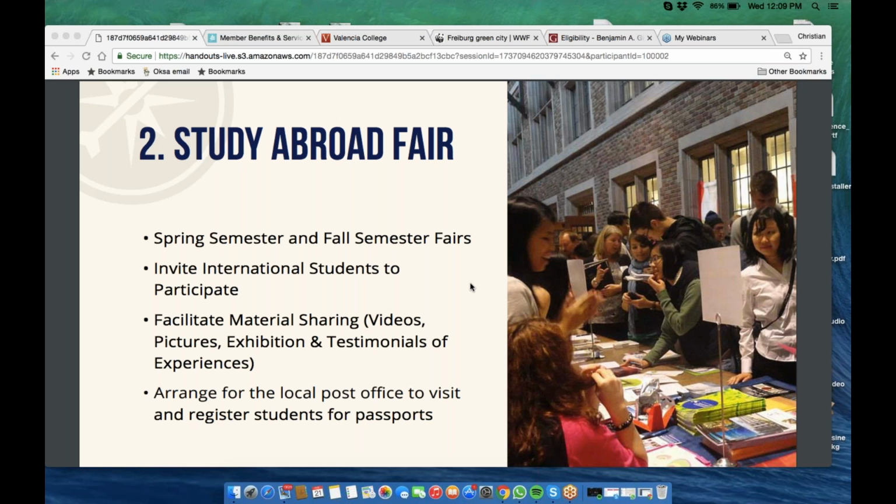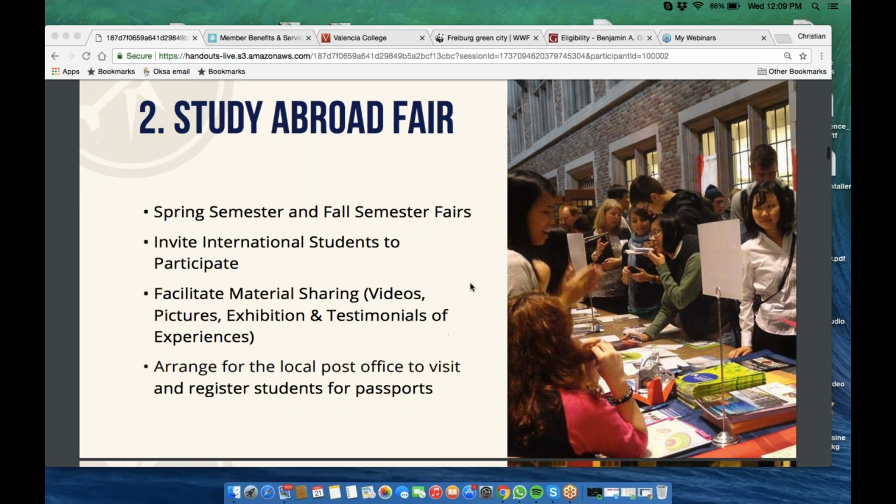So these are ideas. Something you can do is invite the local post office to come and join the study abroad fair and register students right there to obtain their passports. So you don't have to worry about the 4-week process. The post office comes to you. They'll register students right away. And there's the first step. They've got their passport for 10 years. They're ready to go abroad.